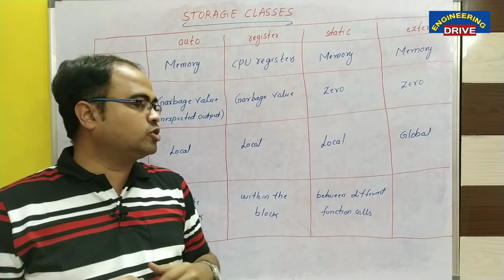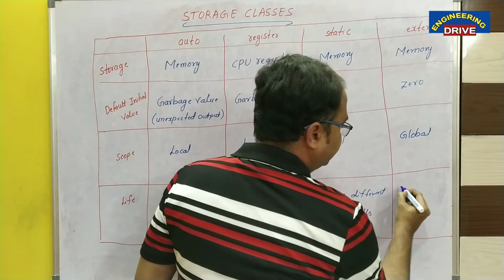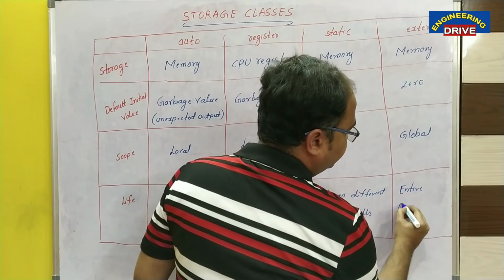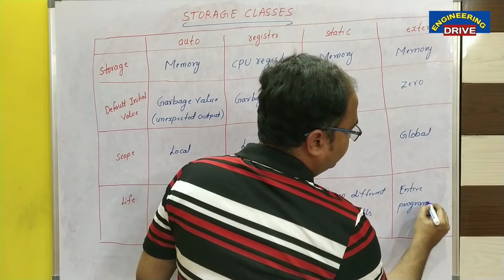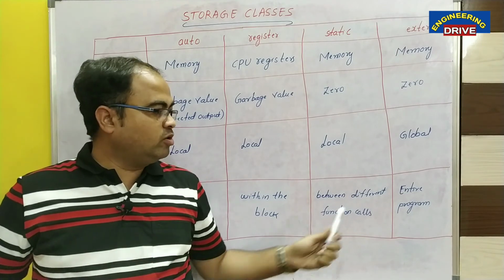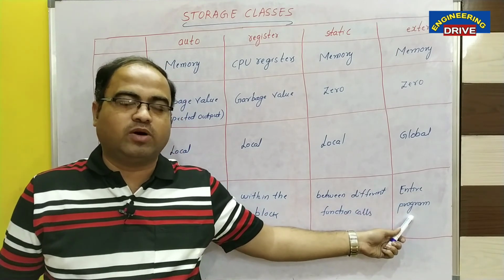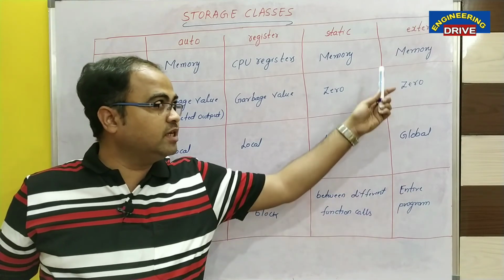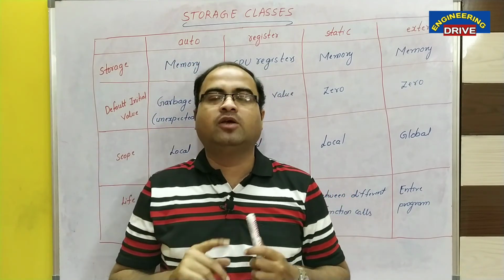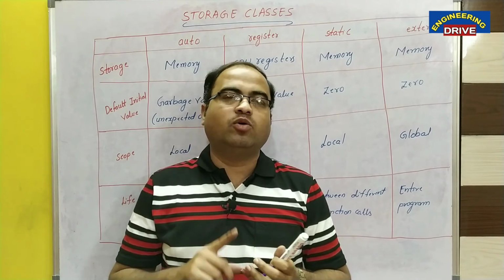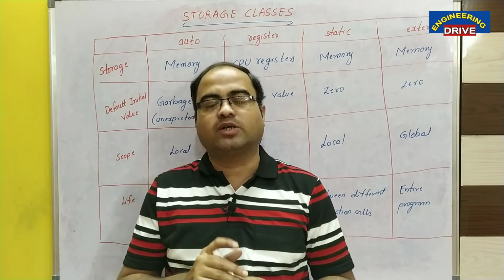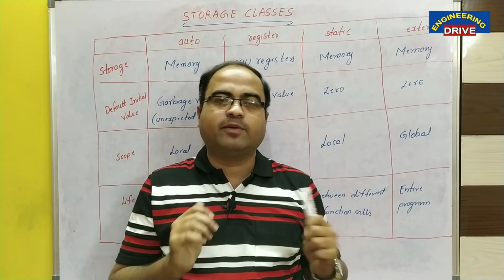Whereas in the last case, external storage class, the value of the variable exists in the entire program. So throughout the entire program, the value of the variable exists. The value of the variable will not die until the program execution completes. So this is in external storage class. So my dear students, I believe that you have got a clear understanding of the differences between how auto storage class works, how register storage class works, and how the remaining two storage classes, static and external, work.